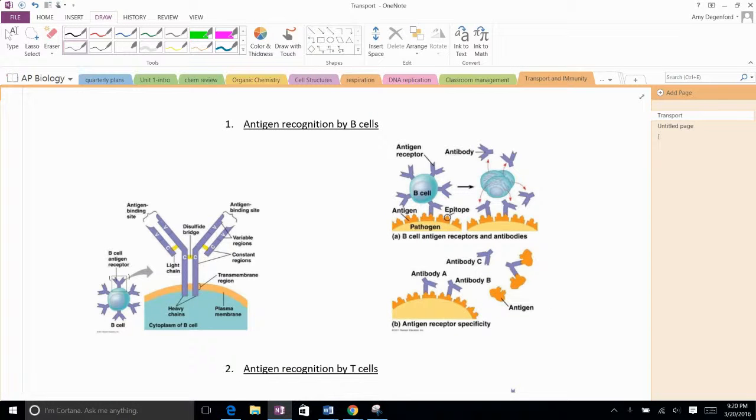Hello, this is Miss Dagenford, and we're going to be looking at the receptors of the B and the T cells. And the first thing that we're going to look at would be the antigen binding site.